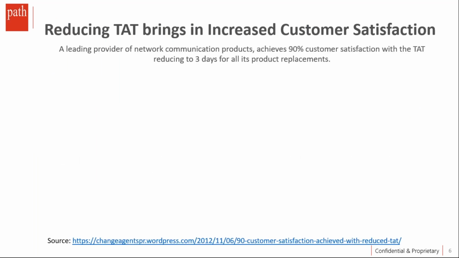I'll quote here a recent case study, where a leading provider of network communication products achieved 90% customer satisfaction with the TAT reducing to 3 days for all its product replacement. You understand that the product replacement process is very tedious in most organizations. It is also a challenge where configuring multiple levels of approvals and getting the approvals done takes much of a time. So if you take care of this product replacement process, you can cut down on that, and which can enhance your customer satisfaction. Just imagine, reducing from 7 days to 3 days, the customer satisfaction goes up to about 90% here.